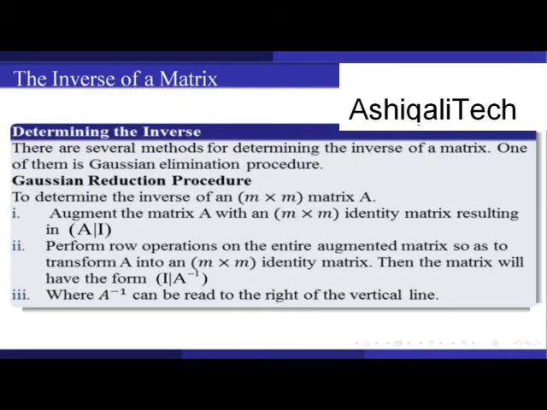One of them is the Gaussian elimination procedure, also called the Gaussian reduction procedure. To determine the inverse of an M by M matrix A, we have the following steps. Number 1, augment the matrix A with the M by M identity matrix, resulting in A augmented by matrix I. Number 2, perform row operations on the entire augmented matrix so as to transform A into an M by M identity matrix. Then the matrix will have the form A augmented by A inverse, where A inverse can be read to the right of the vertical line.